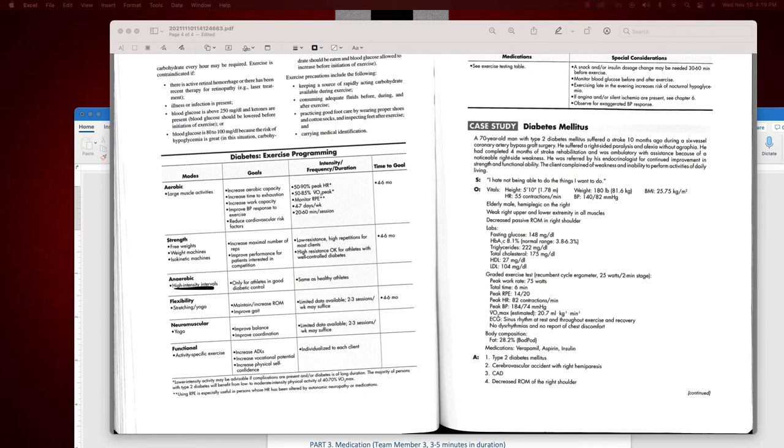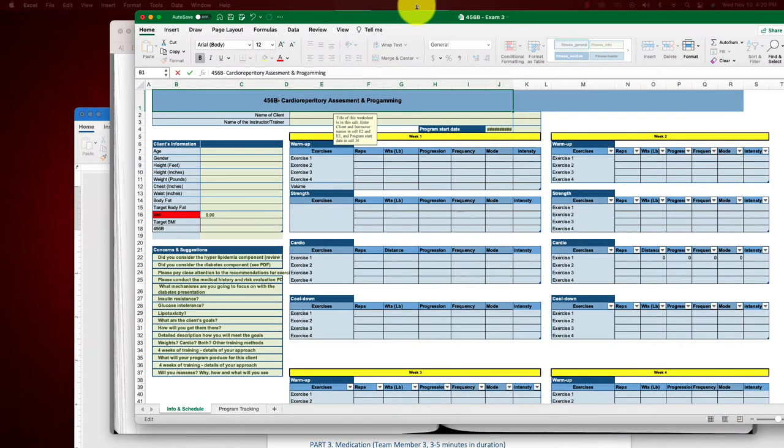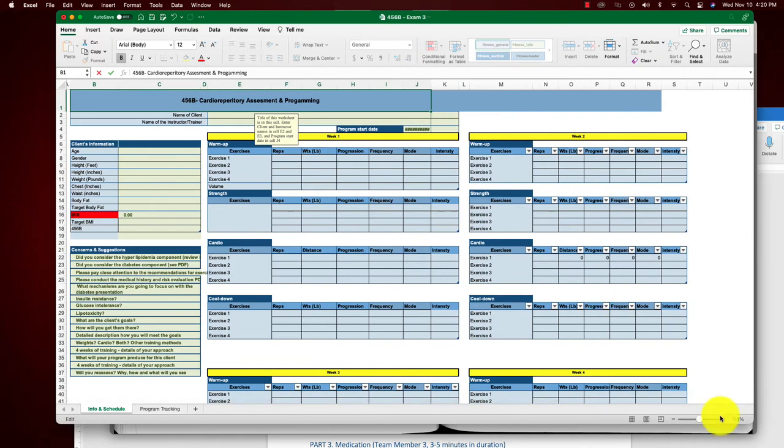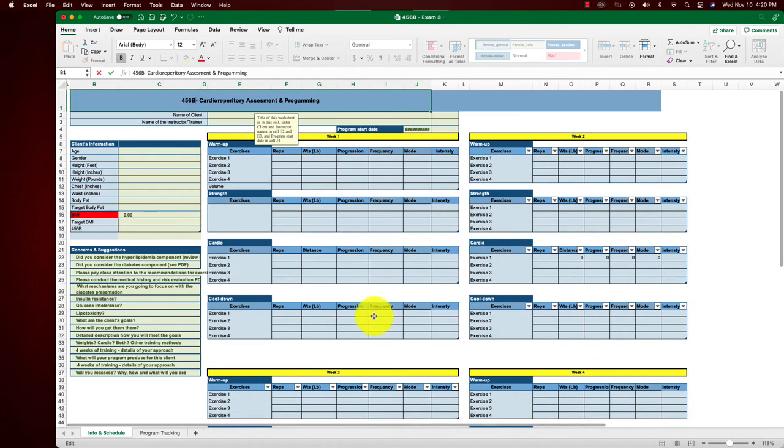Give me 1 second. Make sure this is the right one. Yes, this is the right one. I just have documents open everywhere because I'm teaching multiple classes and I just got to make sure everything is right. Okay, so if you were in 456A, you don't really need to focus on this part because we already talked about it, but I changed some of the suggestions over here.